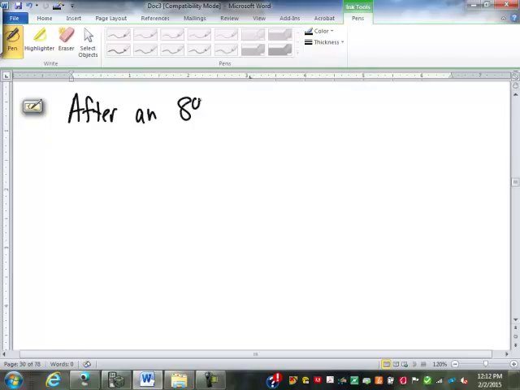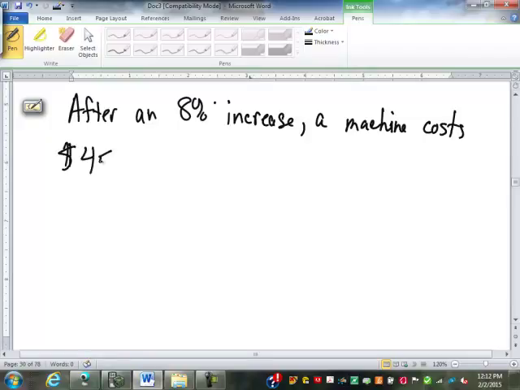after an 8% increase, let me rewrite that so it can actually be read. After an 8% increase, a machine costs $450. Find the old price.